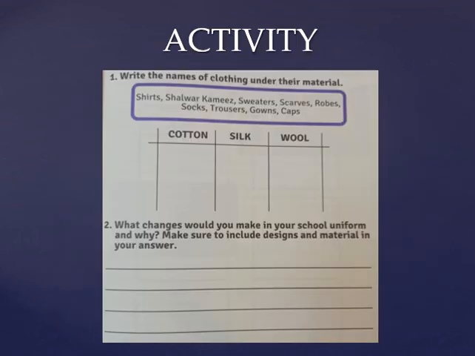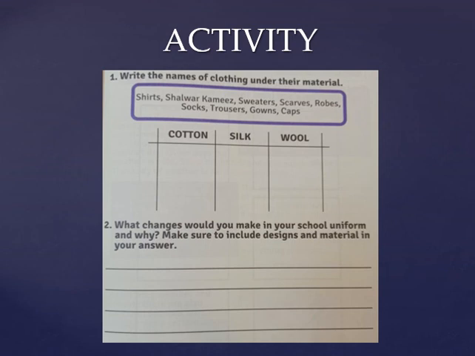Write the name of clothing under their material: cotton, silk and wool. There are three categories and you have to write the type of clothes in them. Shirts are made of cotton and wool also. Shalwar kameez is made of cotton and silk.